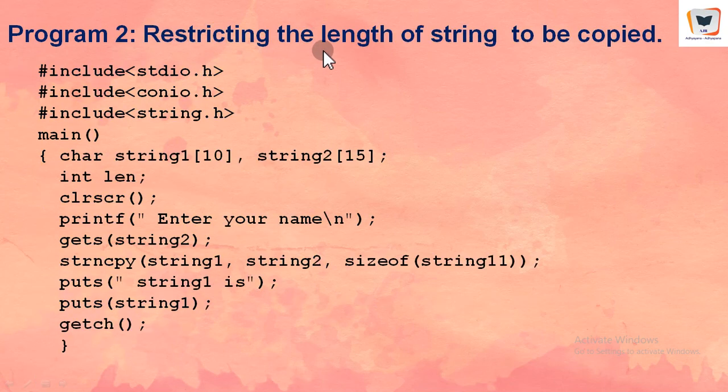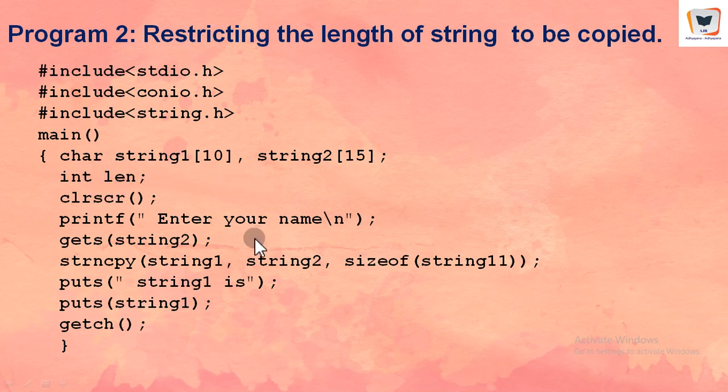We will now restrict the length of the string to be copied, if the case needs that the string that is to be copied into another string is to be restricted. For example, here string 1 is capable of holding only 10 characters, while string 2 contains more than 10 characters. In such a case, we should take care that whatever is accommodable in string 1 is placed in string 1, and the rest of the remaining characters will just go away.